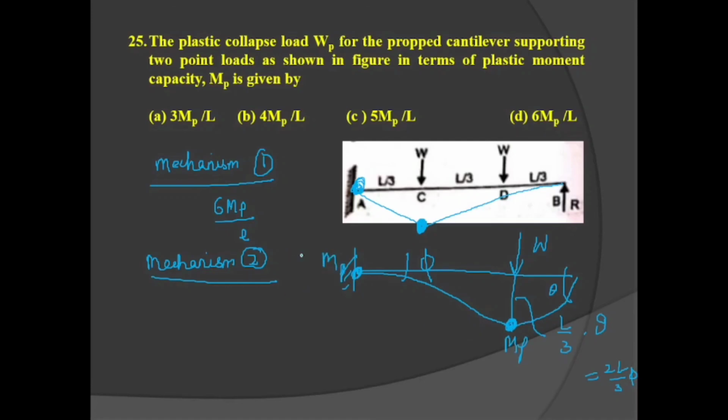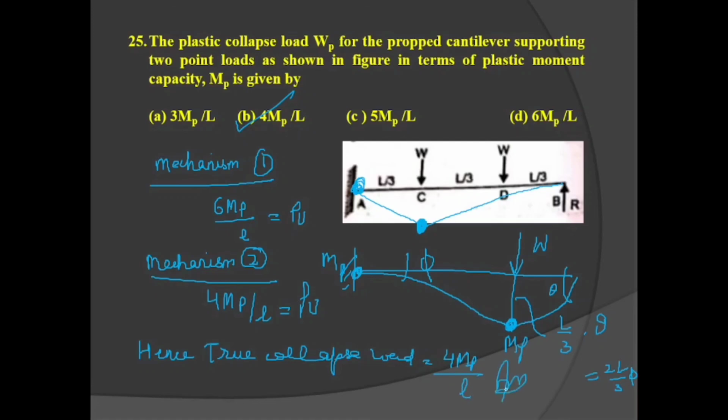After calculation I found the value equals 4 MP by L is equal to PU, 6 MP by L is equal to PU. So from here PU is equal to 4 MP by L. So the minimum value is taken, 4 MP by L. Hence the true collapse load is equal to 4 MP by L, our answer. That is the minimum value. Okay, now let's move towards question number 26.